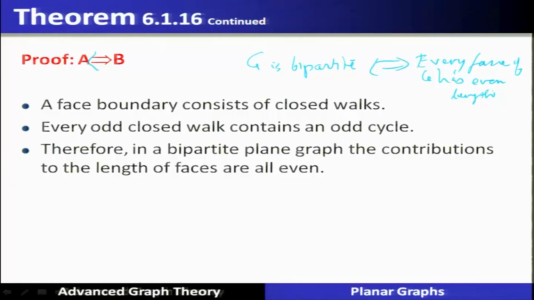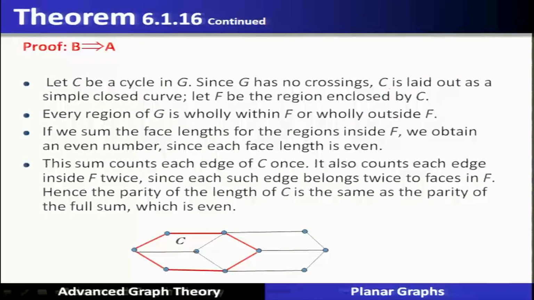Now let us see that the face boundary consists of closed walks. Every closed walk of odd length contains an odd cycle. Therefore, in a bipartite plane graph, the contributions to the lengths of the faces are all even, hence A is equivalent to B. Now, B is equivalent to C.